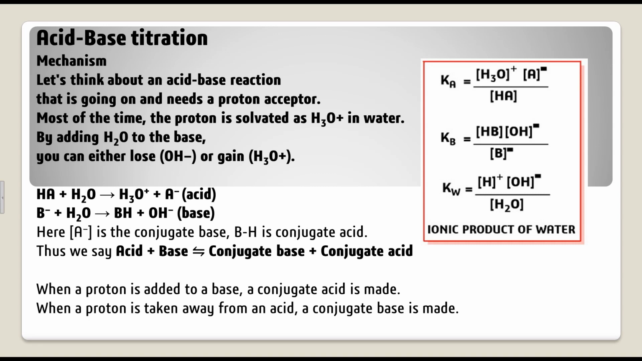Acid reacts with water, it produces a conjugate base. Base reacts with water, it gives a conjugate acid. This is what happens in the acid-base titration. This is the mechanism behind the titration. Okay, now what are conjugate base and conjugate acid? You need to know, right? When a proton is added to a base, a conjugate acid is made. When a proton is taken away from an acid, a conjugate base is made. That's it. This is what the conjugate base and conjugate acid are.